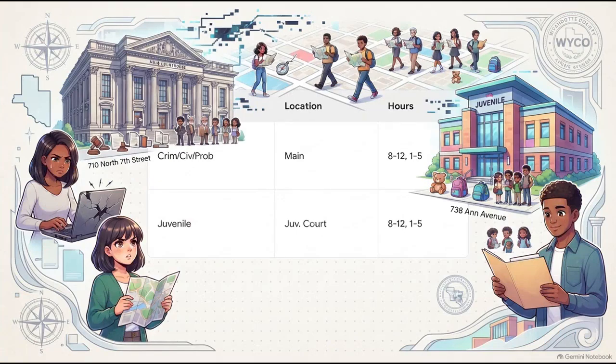Because of those digital gaps we just talked about, sometimes the internet just completely fails you, and you literally have to navigate the physical courthouse terrain yourself to verify the facts. If you're heading in person, make sure you're going to the right building. The criminal, civil, and probate departments are all at the main courthouse on 710 North 7th Street. However, juvenile matters, like juvenile offenders or child in need of care cases, are housed in a totally separate building over at the juvenile courthouse on 738 Ann Avenue.